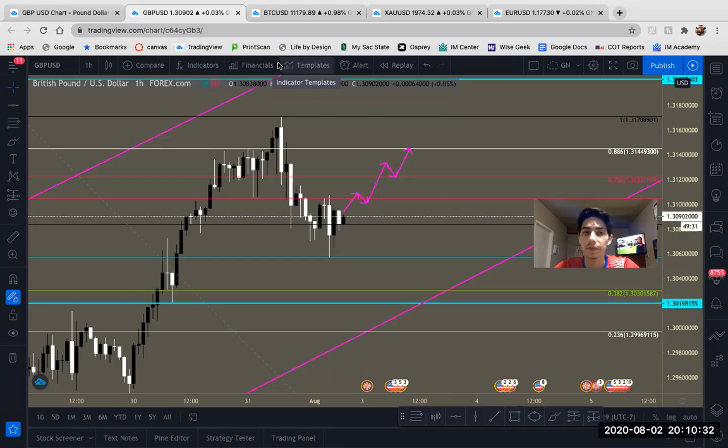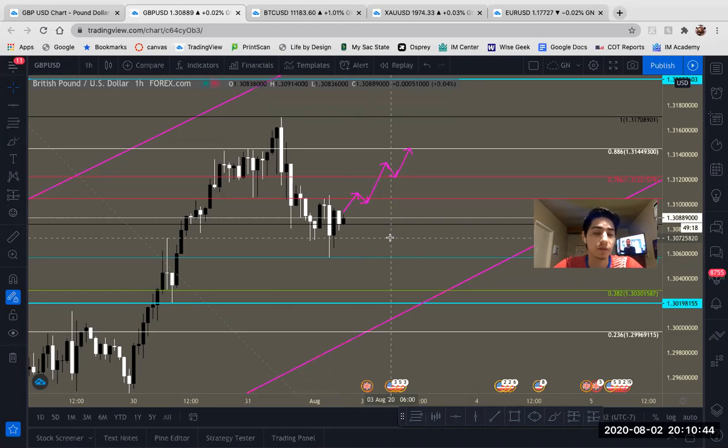And honestly, if you have a 20 pip stop loss, you're losing $2, right? $2 versus the ability to make $6. I'm willing to take the risk. And also, if I lose, it's only $2. I spend that on gas every other day. So that's kind of my answer to that.